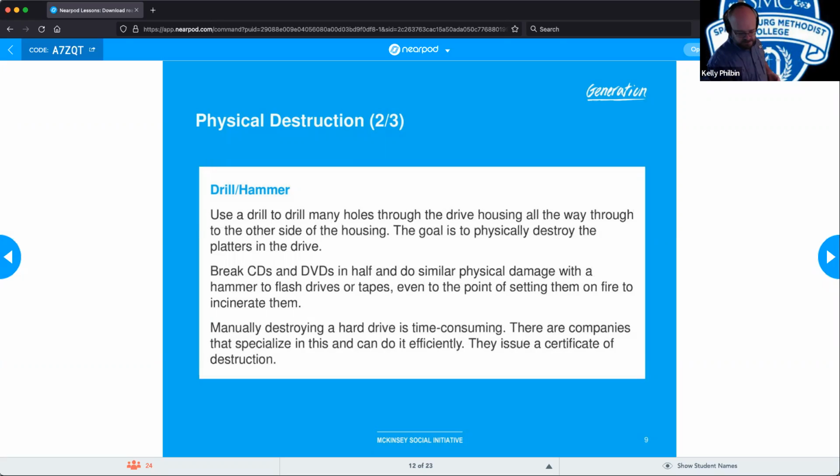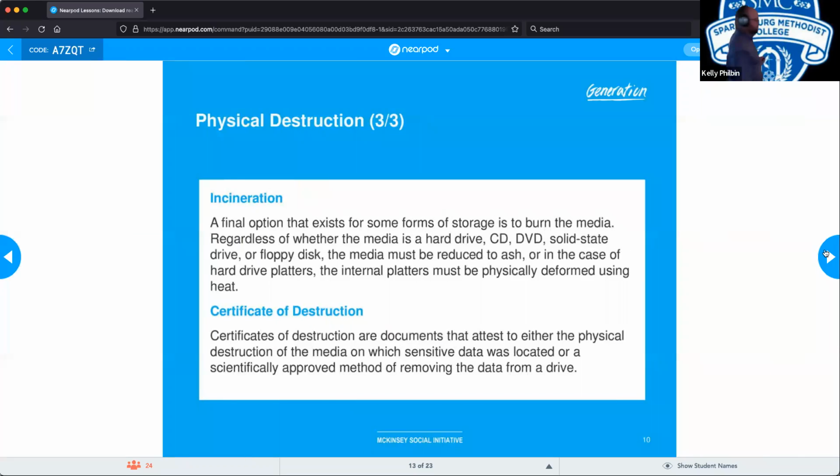All right. There you go, Jessica. So physical destruction: drill and hammer, paper shredder, electromagnetic degaussing. Onward, we now get to incineration. Basically, really hot fires.